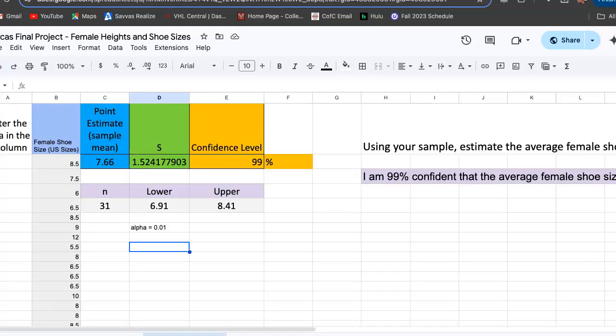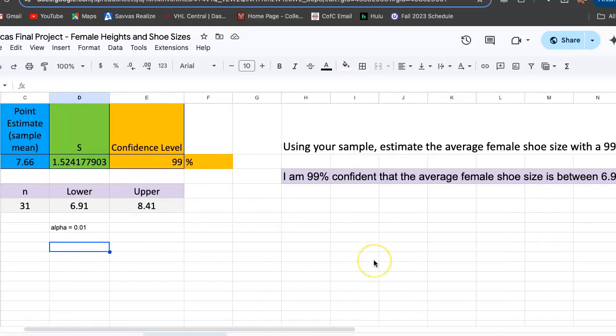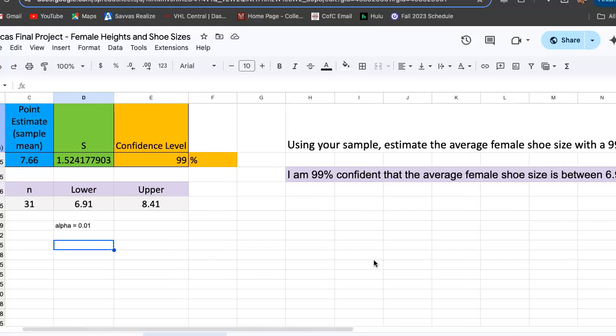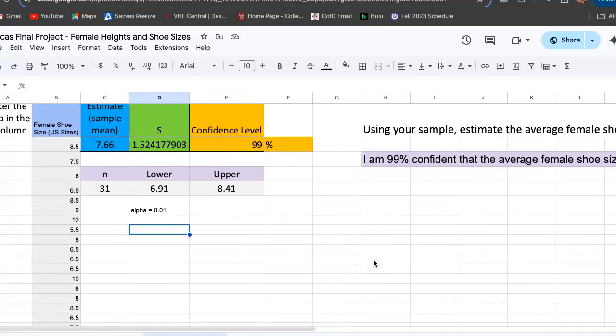And then, moving on to the confidence interval, I was tasked with estimating the average female shoe size in the population with a 99% confidence. Using the data from my sample, the 99% confidence interval for the mean shoe size is between 6.91 and 8.41. This means that I'm 99% confident that the true average shoe size for all women falls within this range.